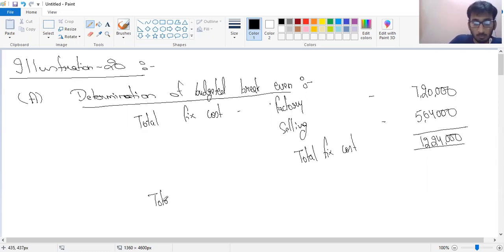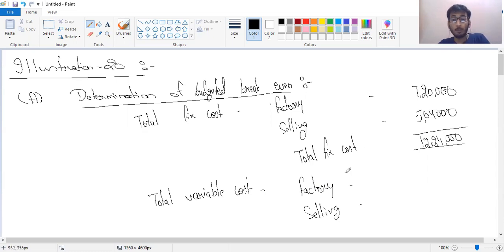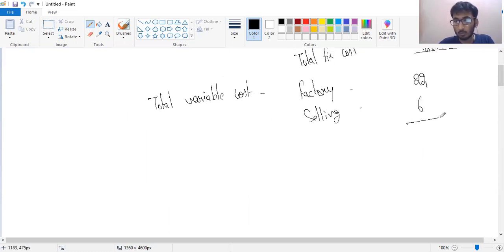Now, total variable cost. It is again the factory cost and the selling cost. So what is the factory variable cost? It is 22 and the selling variable cost is 6. So total variable cost is 28.